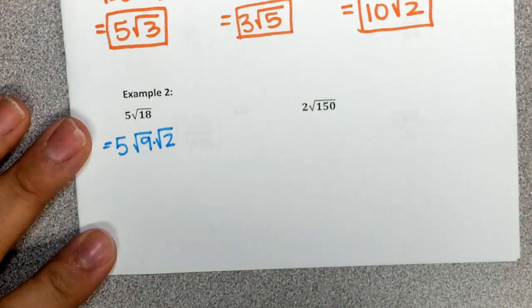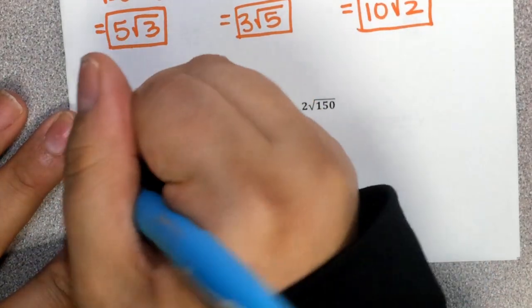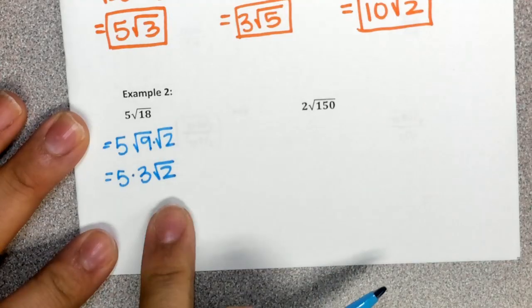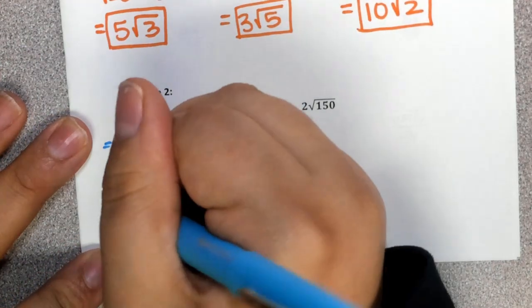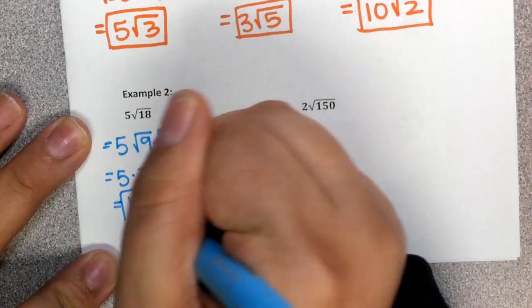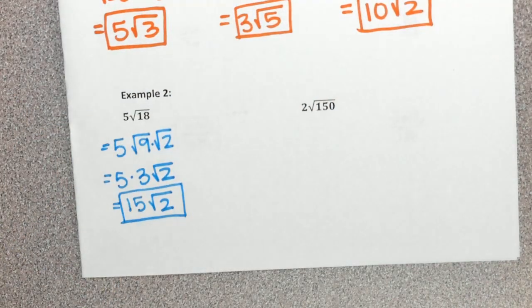What is the square root of 9? So what's this going to become? 5 times 3 is 15. Square root of 2 is my answer. Does that make sense?